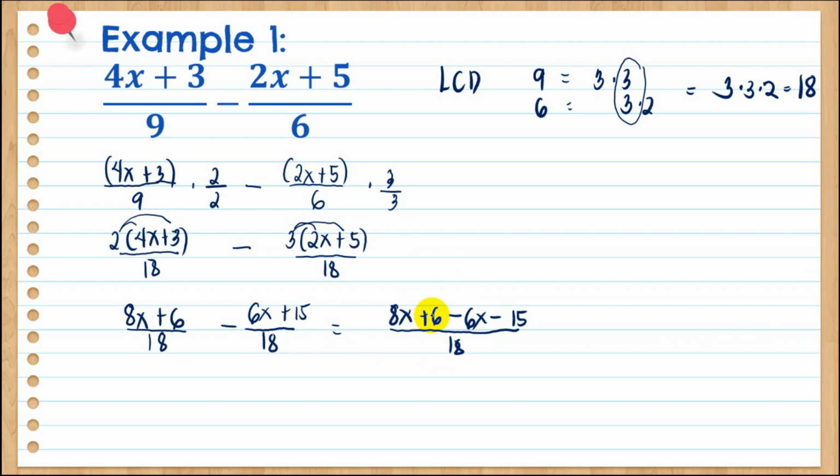Now, let's find the like terms, 8x and negative 6x. Pag pinagsama natin ang 8x and negative 6x, that is 2x. And then, positive 6 and negative 15, that is negative 9. Okay? All over 18. So, the final answer for our example number 1 is (2x - 9)/18. So, wala na po tayong isi-simplify pa dito dahil wala naman tayong common factor sa ating numerator. So, wala tayong pwedeng ma-cancel out.